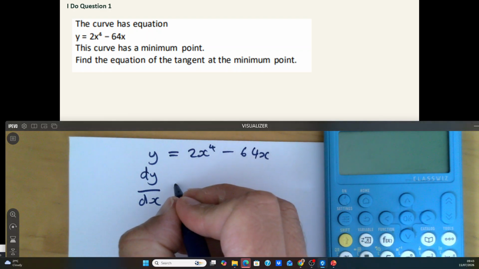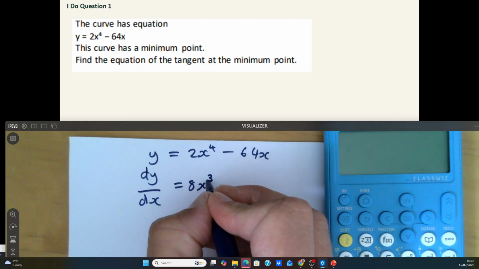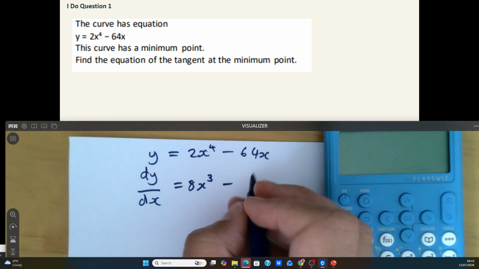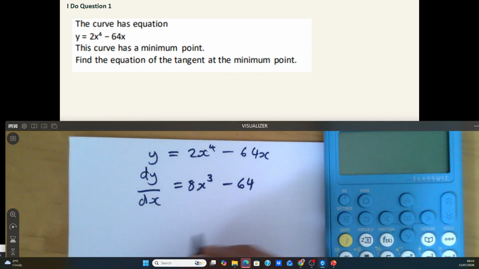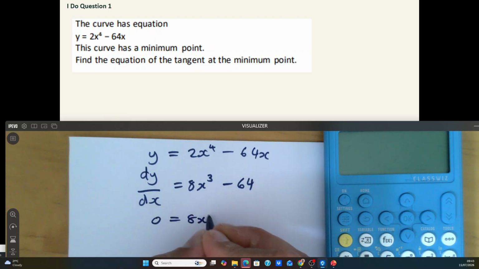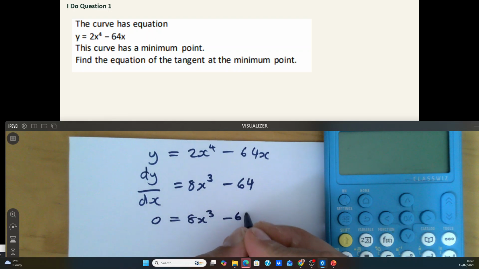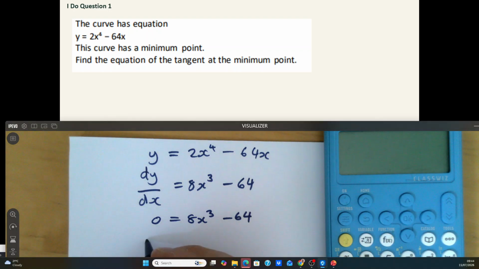Differentiate that. 4 times 2 is 8x, 1 off the power is 3. Take that down, becomes 64. At a minimum, dy by dx equals 0. So 0 equals 8x cubed, take 64. So rearrange that. We want to find what x is.